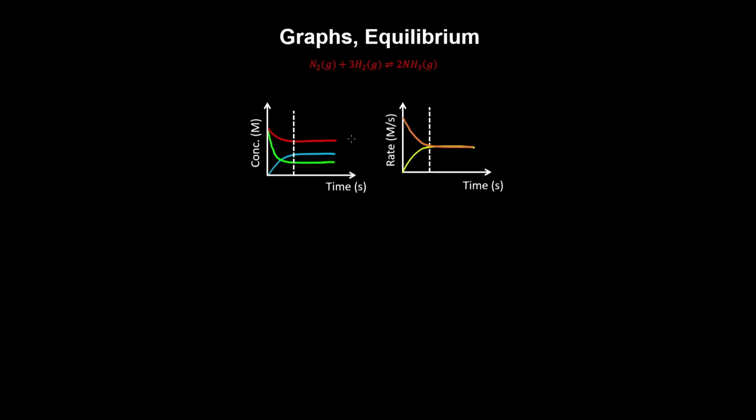We can use graphs of concentration, partial pressure, or rate of reaction versus time to understand when chemical equilibrium is established for simple chemical reactions. So here we have the Haber process, which represents the industrial production of ammonia from nitrogen and hydrogen gas. For every mole of nitrogen that's consumed, 3 moles of hydrogen are consumed, and 2 moles of ammonia are produced.